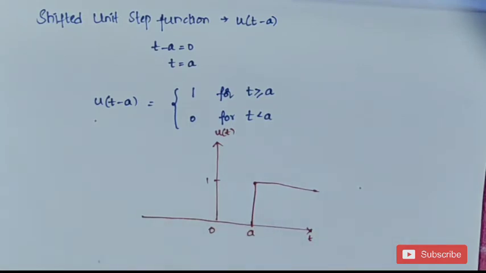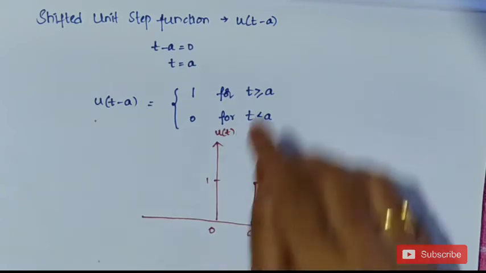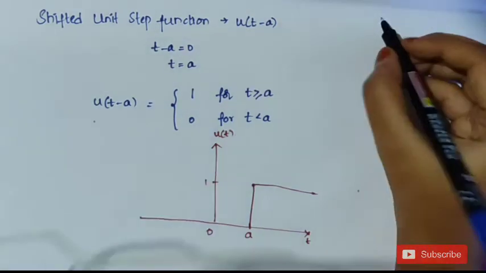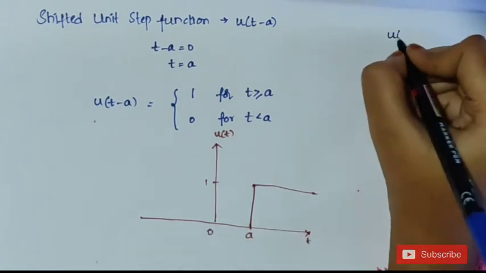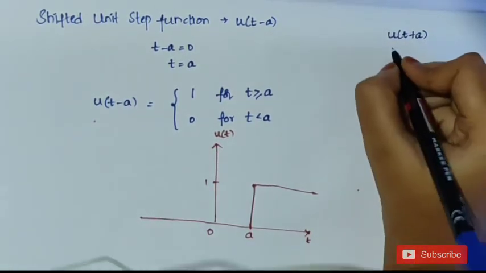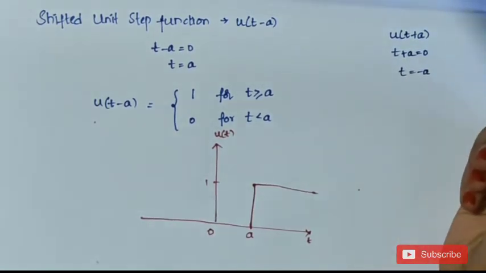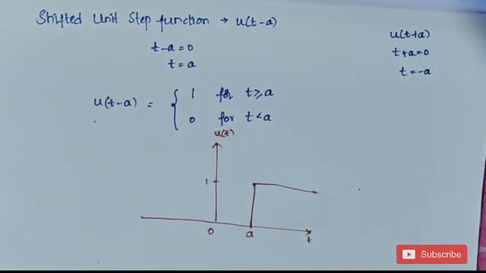To know it simply, just equate the value in u of t minus a to 0. t minus a is equal to 0, t is equal to a. It means the signal starts from a. If it is given u of t plus a, then t plus a is equal to 0 and t is equal to minus a. For example, the shifted signal is u of t plus a. t plus a is equal to 0, t is equal to minus a. It means the signal starts from minus a. This is about shifted unit step function.